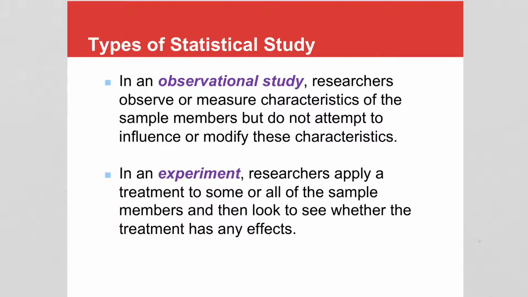This is types of statistical studies. In an observational study, researchers observe or measure characteristics of the sample members, but do not attempt to influence or modify these characteristics. In an experiment, researchers apply treatment to some or all of the sample members and then look to see whether the treatment has any effects. So observational, you're just observing. An experiment, you're experimenting. Just the way you would think those two words would mean.